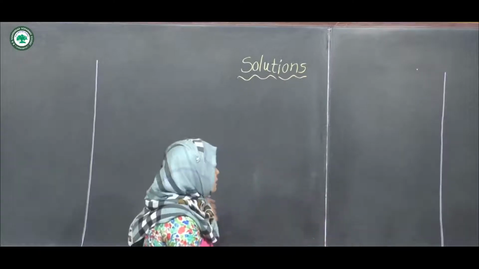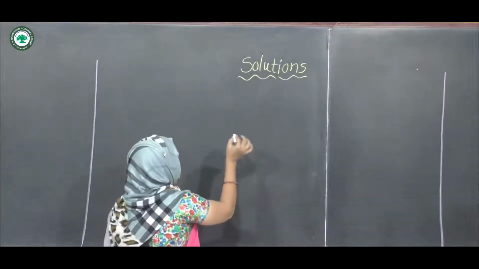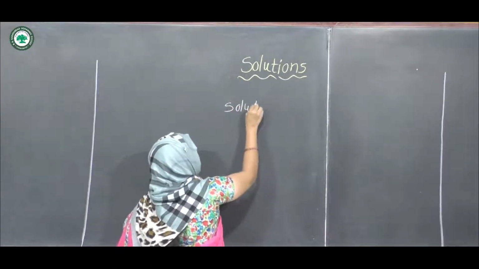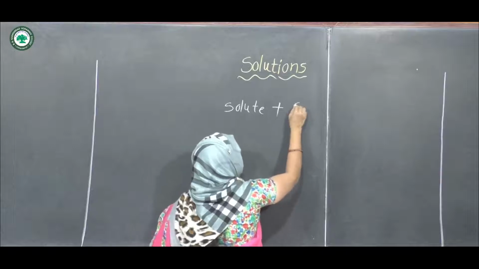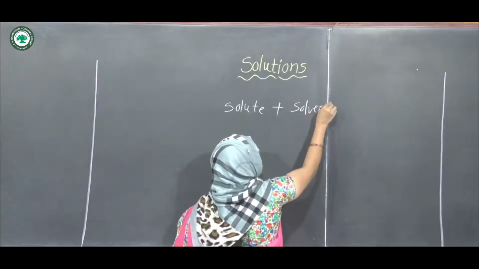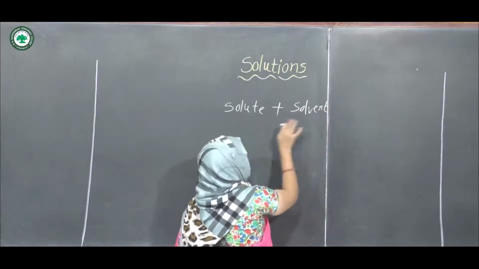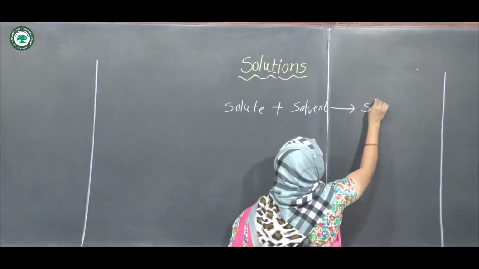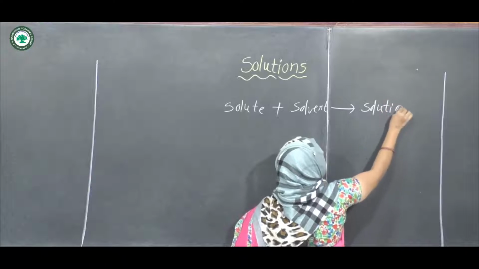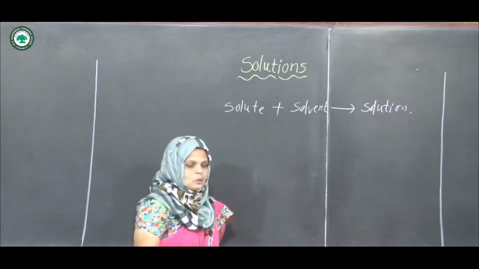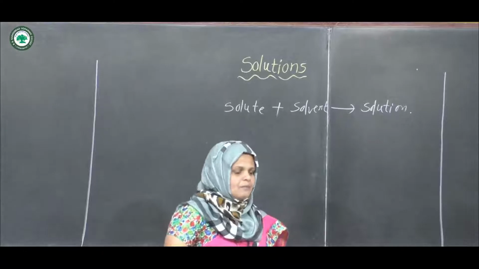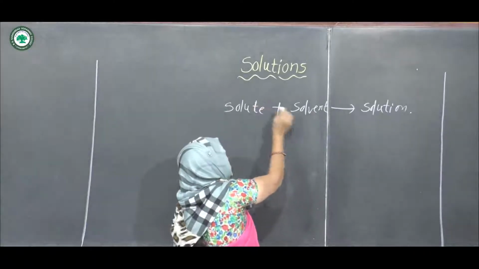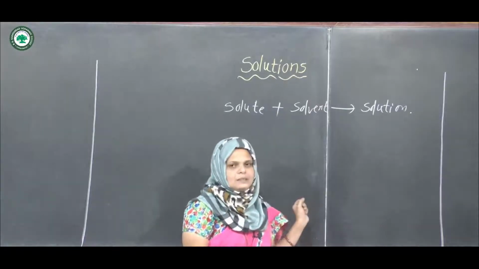In a solution, there are only two components. The first one is the solute and the other is the solvent. These two components combine together to form the solution. Solution is the homogeneous mixture of two components: the first component is the solute and the second component is the solvent.